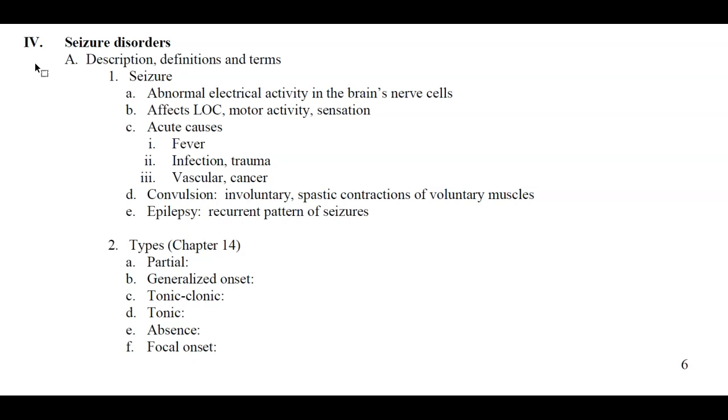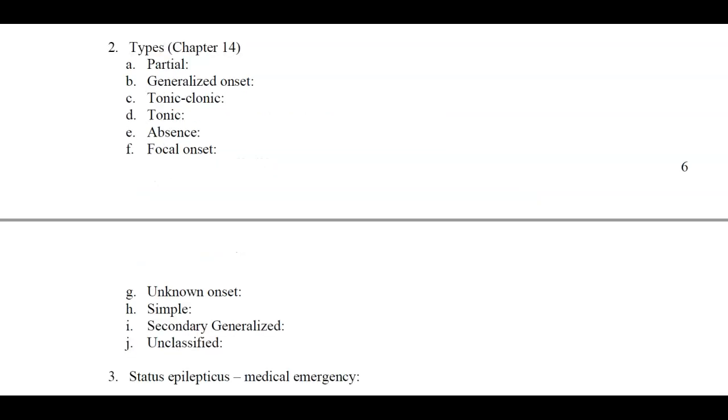Epilepsy is a recurrent pattern of seizures. This is ongoing, not necessarily continuous, but it's basically a more chronic form of seizure disorder. There are different types of seizure, and over time, these categories have changed, but you will still hear some of the older terms, and that's why I included it here in this lecture.